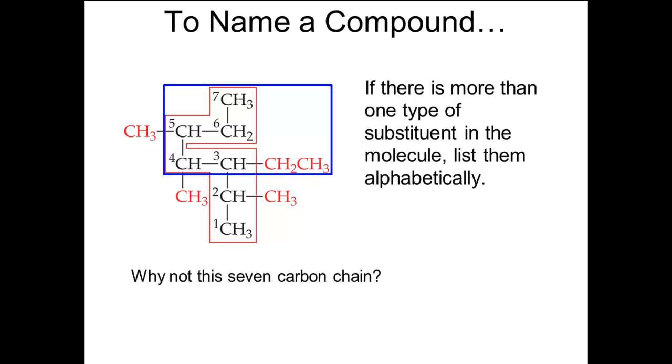Why would this heptane, highlighted in blue, not be the best 7-carbon chain to use for our compound? Because whichever end we start from, the first substituent is on the 3rd carbon, while we get one on the 2nd carbon with the other chain.